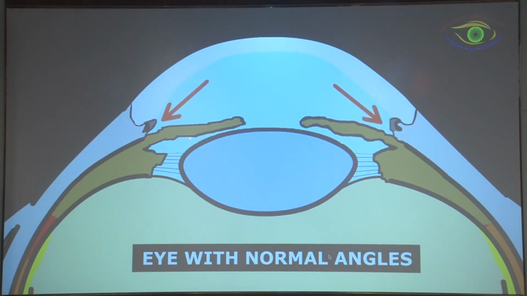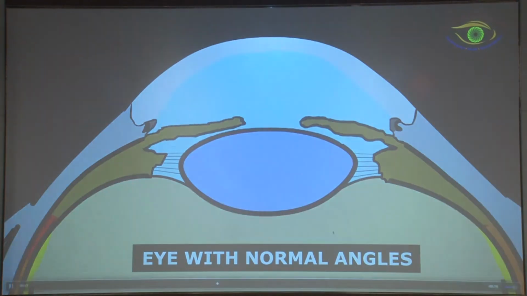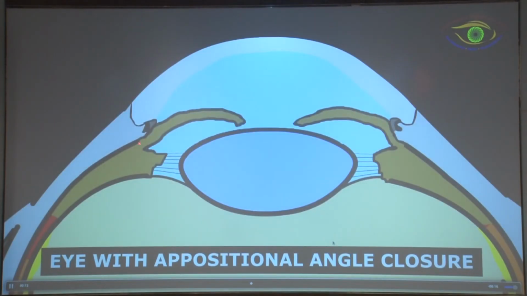So this is an eye with a normal angle. We show the normal angle first, and then we show how the oppositional angles are. So now we can see that this is an oppositional angle. The angles are opposed.